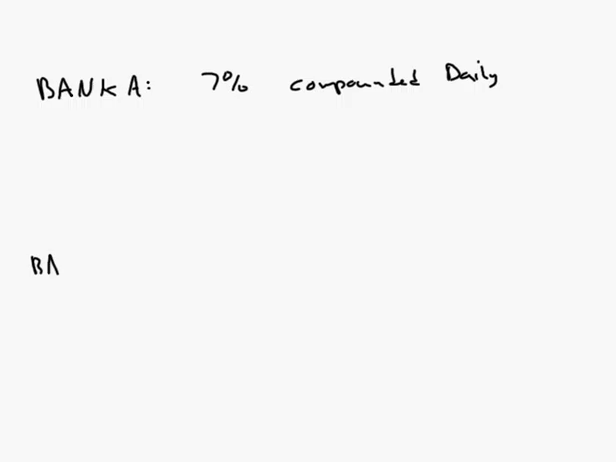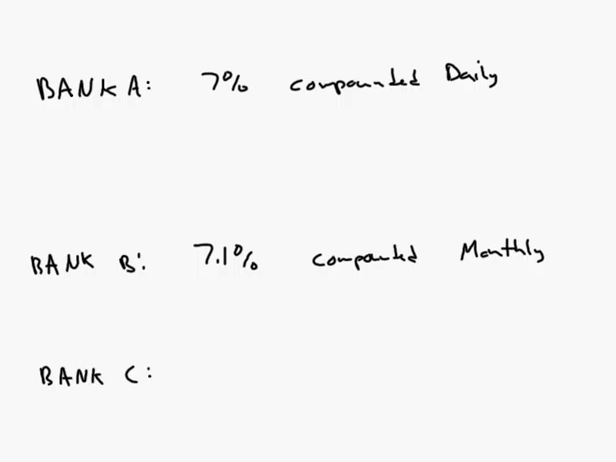Okay. Bank B does 7.1% compounded monthly. And then lastly, there's a third bank, Bank C. This is the smart, geeky bank. They do the following. They know how to compound continuously. They know the formula that we just talked about. So they give 7.05% compounded continuously. Okay. So the question is simply, which is the best bank to invest in?